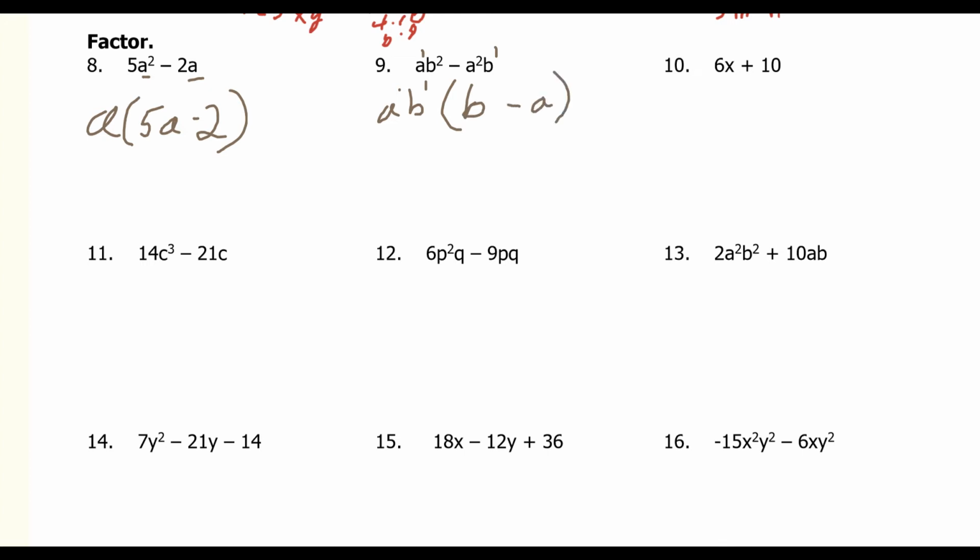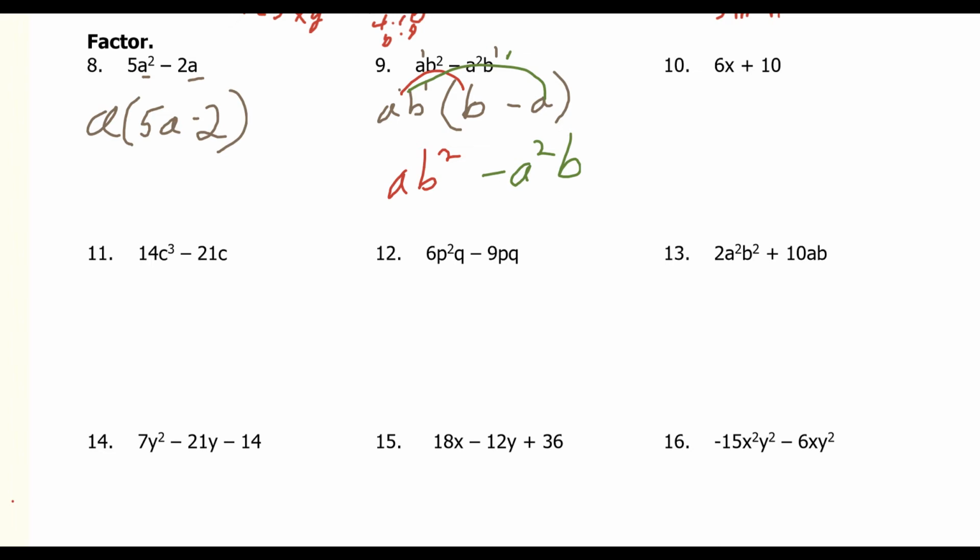be a. Now, if you're not quite totally 100% confident in this, what you can do is multiply it back out like that, to double check yourself. Alright, so ab times b is going to be ab squared. Minus ab times a, which is going to be a squared b. And that's what we had originally. So we did it right.